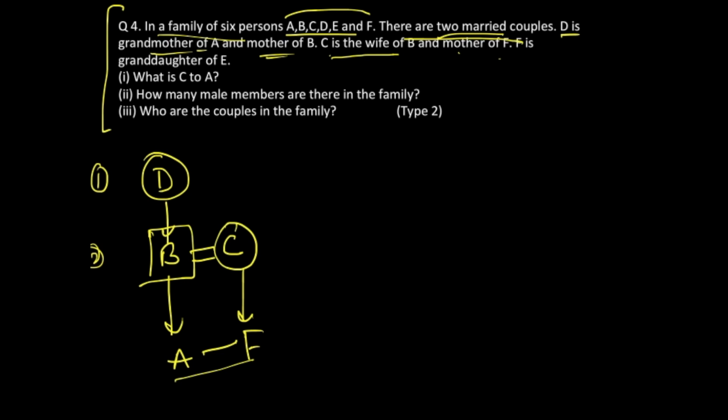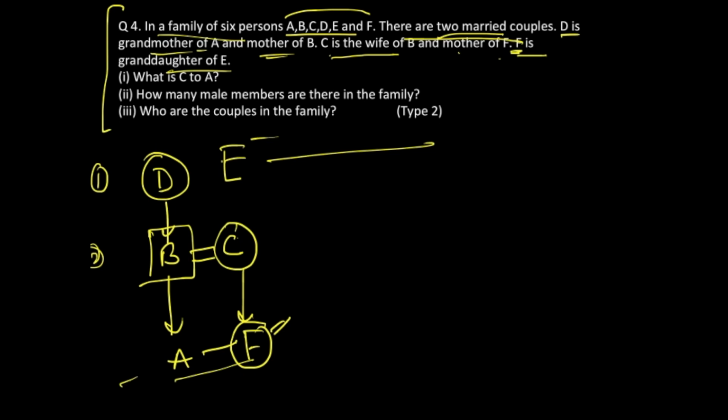Now the next step says that F is granddaughter of E. So since F is a granddaughter, you know that she's going to be a female, right? So we know that F is the female now, and it is said that she is granddaughter of E. So E has to be in the first layer, right? This generation. So E is in this particular generation, and it is said that F is the granddaughter of E.